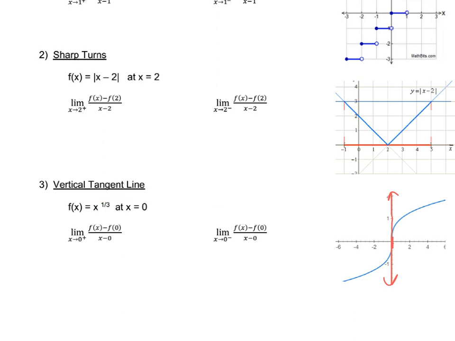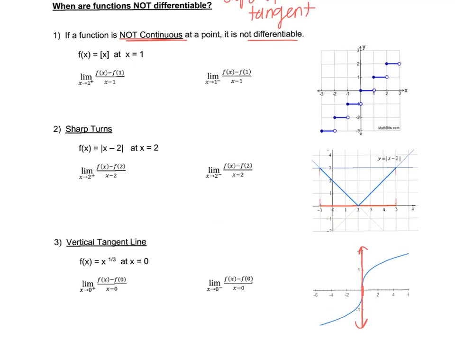So this is just a quick glimpse at where and why you can't find the derivative: if it's discontinuous at that specific point, if there's a sharp turn at a specific point, I can find the derivative at other points on this function, just not at 2. Or if there's a vertical tangent line, again, I can find the derivative at other points on this function, just not at 0.